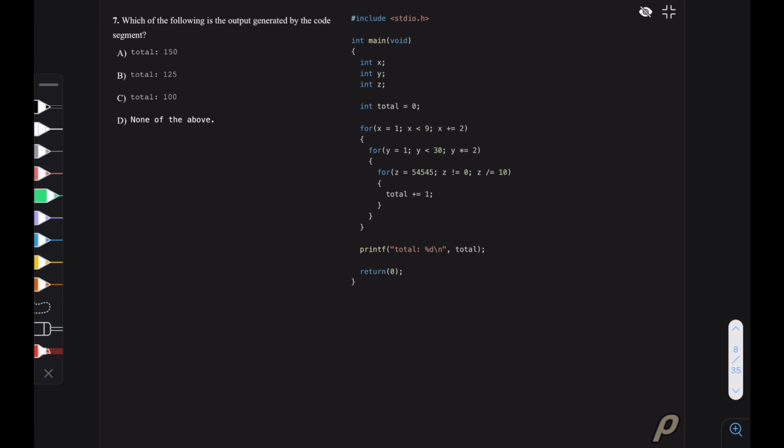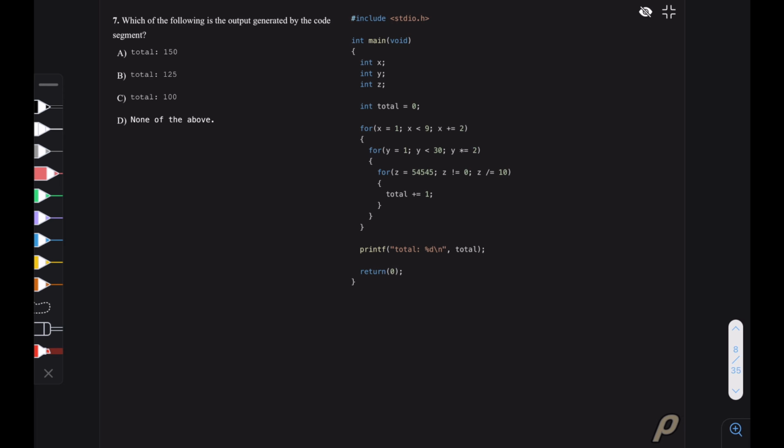All right, question number 7 here. We are dealing with a new code segment, and it looks like we're dealing with a lot of loops. So don't get too scared by the look of this problem here. We'll break it down so it makes a little bit more sense.